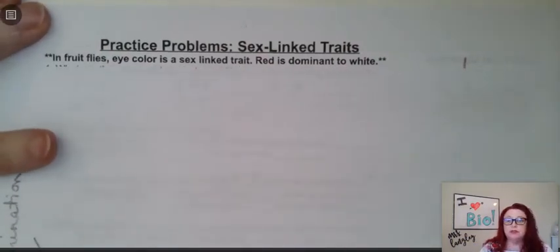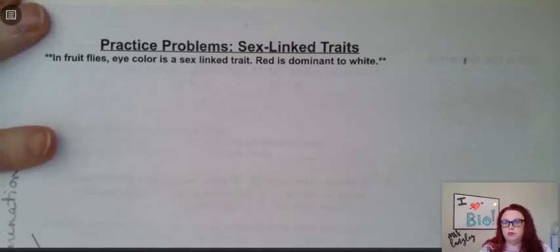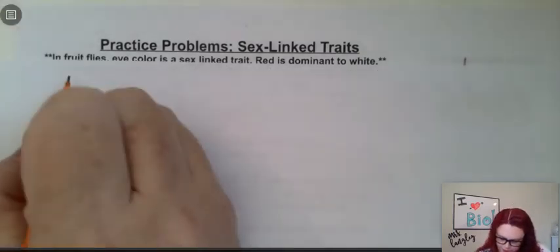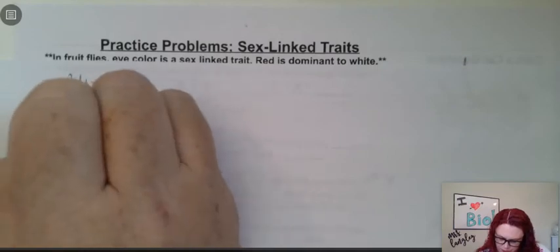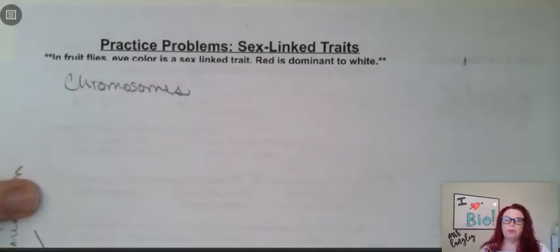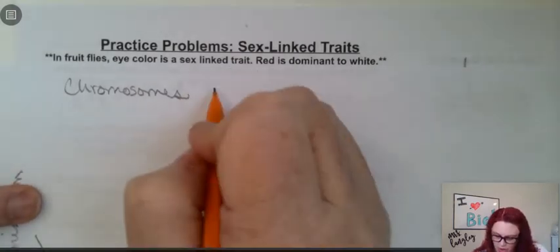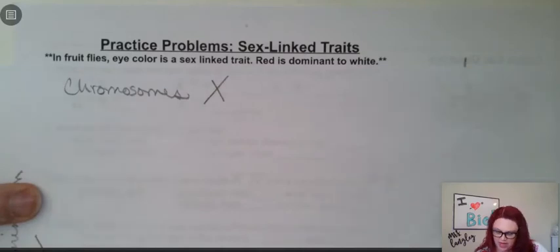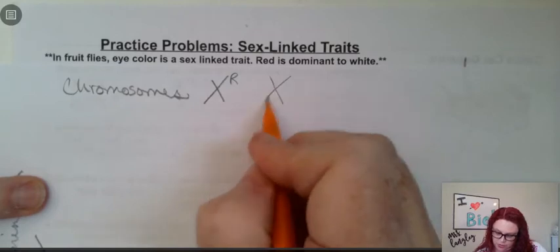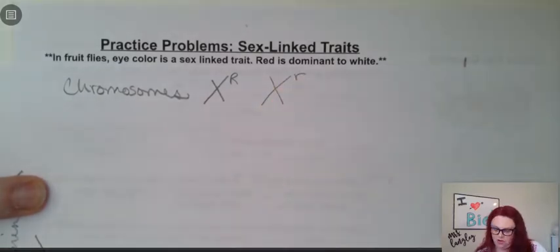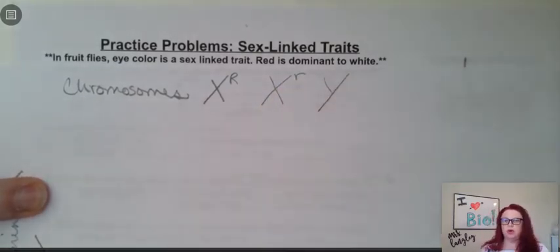different chromosomes. And the first thing I want to do is look at my chromosomes. I can have an X chromosome that has the dominant allele. I can have an X chromosome with a recessive allele, or I can have a Y chromosome. The Ys do not get the dominant or the recessive allele. It's not on that piece of DNA.